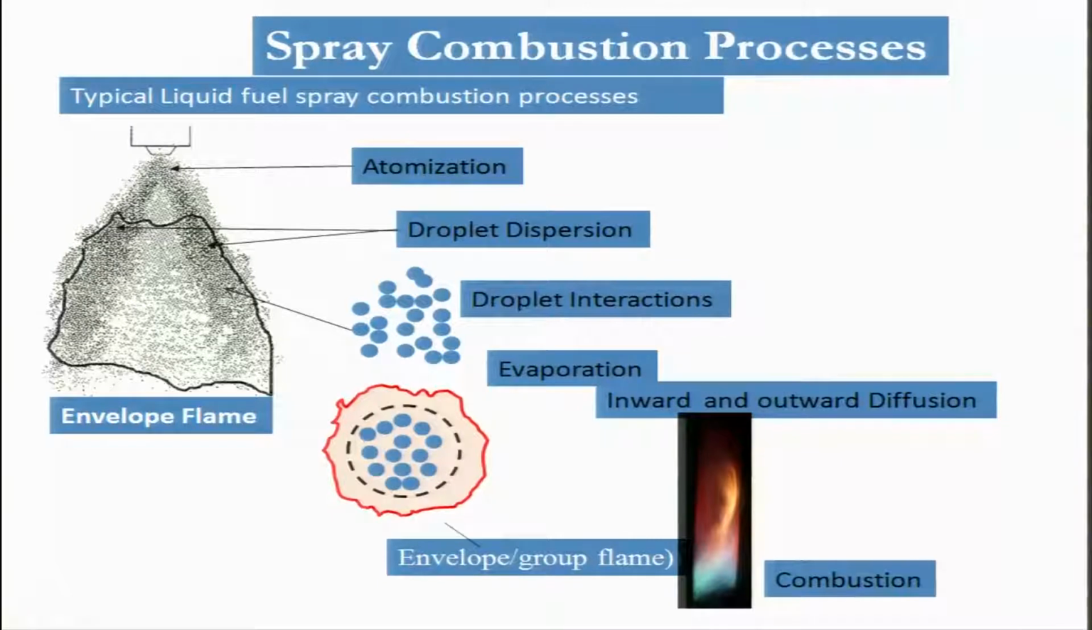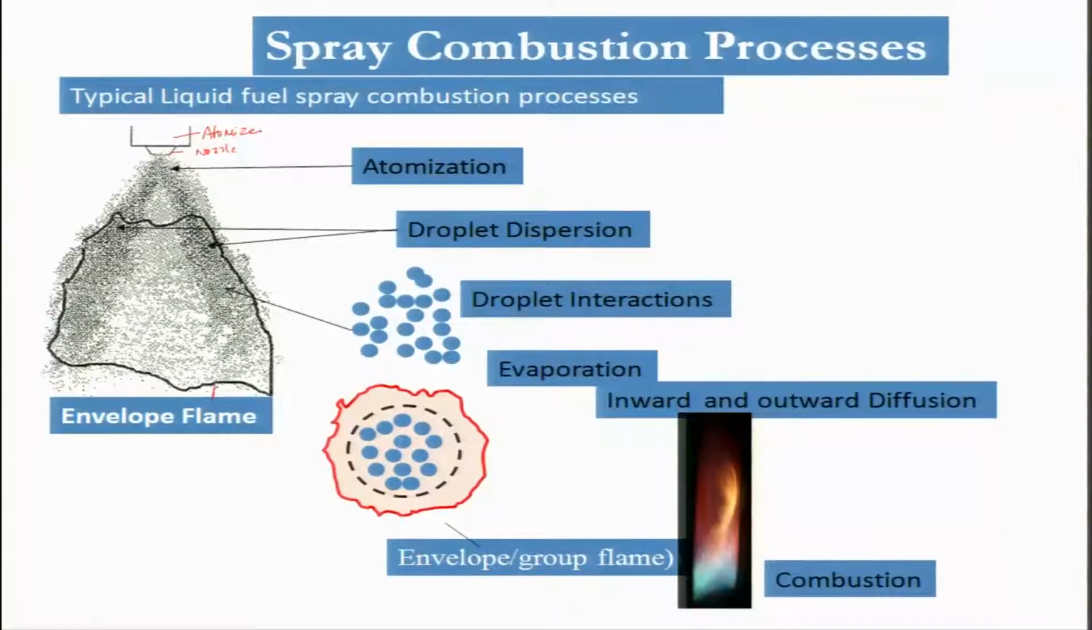Let us say this is an atomizer, right, and the jet is coming through this nozzle, this is your nozzle, and atomization is taking place. There might be droplet dispersion, and there might be droplet interaction. The droplets will be interacting with each other, there will be evaporation, and this is of course the envelope flame I have shown here.